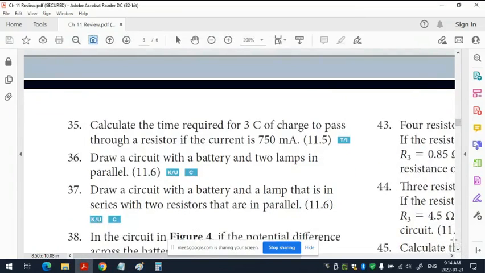Okay, you do this. On your board, sketch and then raise it and show me if your answer is correct. Come on. Draw a circuit with a battery and 2 lamps or 2 resistors in what? Go ahead. Come on.